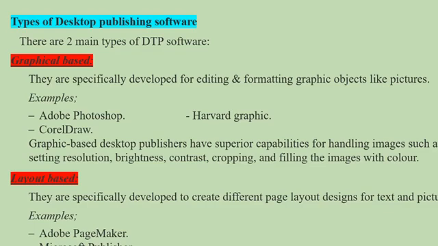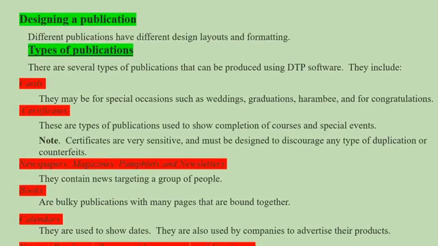And therefore, note that DTP is classified into two major broad categories, graphical-based and layout-based, and we have given examples in each situation. We can also go ahead and look at designing a publication. Different publications have different design layouts and formatting. Let's look at types of publications. There are several types of publications that can be produced using DTP software.